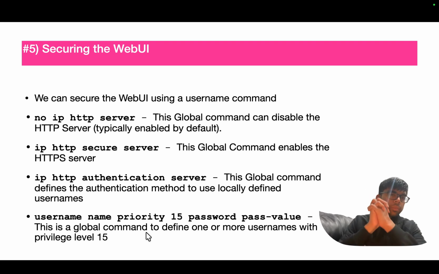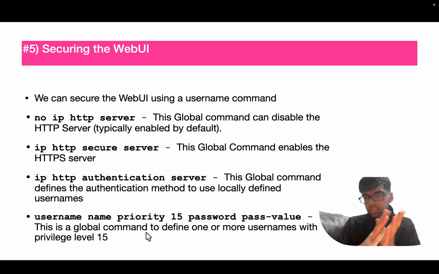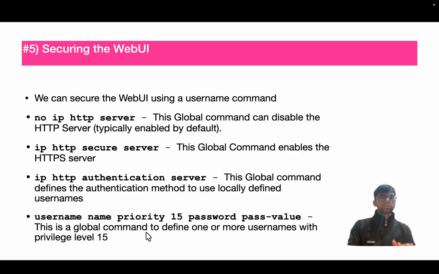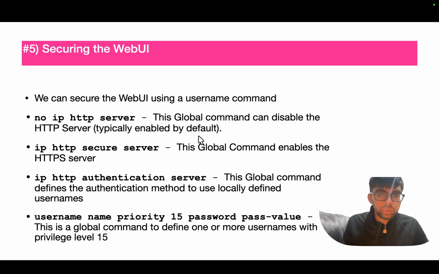Lastly, securing the web UI. Now, the web UI is also known as the HTTP server of the Cisco switch. It's better to use the HTTPS server nowadays. But when it comes to configuring, we can secure it with the username command. Now, these are some key commands. No ip http server is to disable the HTTP server, and that's enabled by default. It's better to disable that. I think Cisco recommends that.